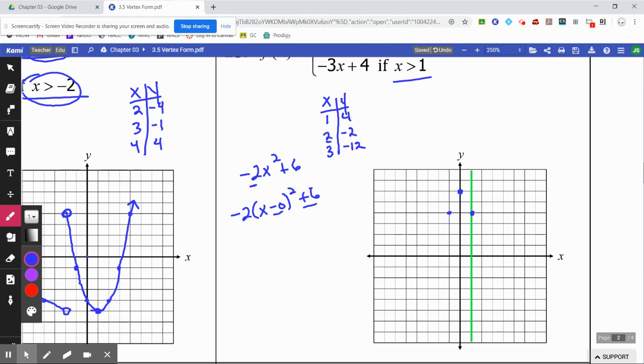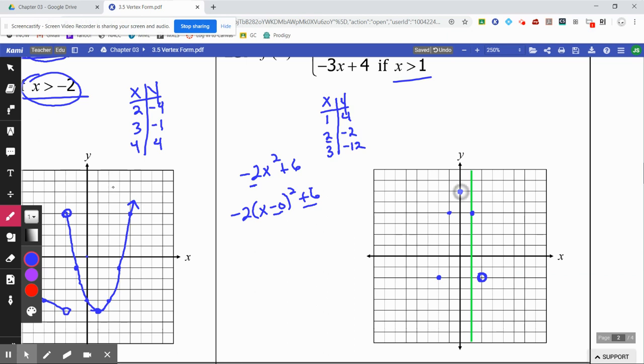When I plug in 2, I got -2. So go over to 2, -2. However, that's not going to be part of my graph. But what I can do is come over to the other side and mirror it. And you might say, well, why didn't you just plug in -2 instead? It's honestly just so I don't have to work with the negatives as much. So therefore, we also plugged in 3 and got -12. I don't think that's going to fit.